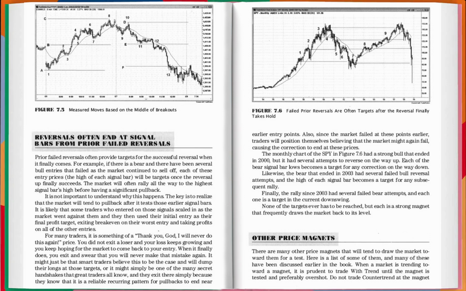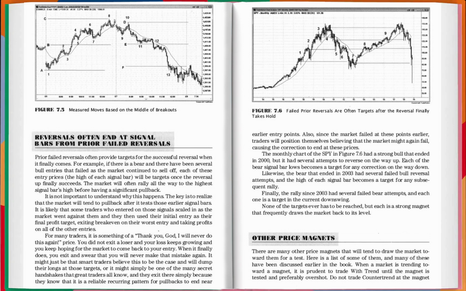For example, if there is a bear and there have been several bull entries that failed as the market continued to sell off, each of these entry prices, the high of each signal bar, will be targets once the reversal up finally succeeds. The market will often rally all the way to the highest signal bar's high before having a significant pullback. It is not important to understand why this happens. The key is to realize that the market will tend to pull back after it tests those earlier signal bars.